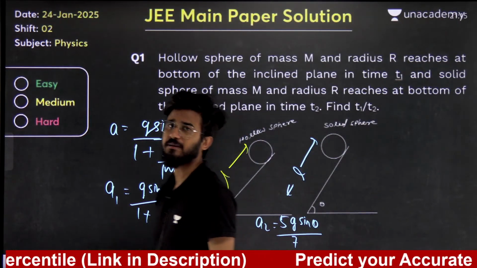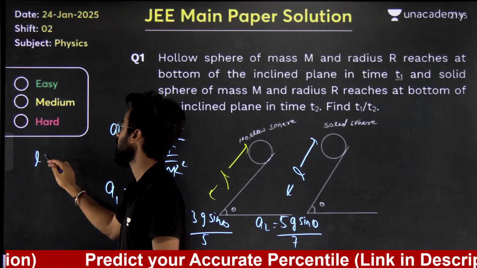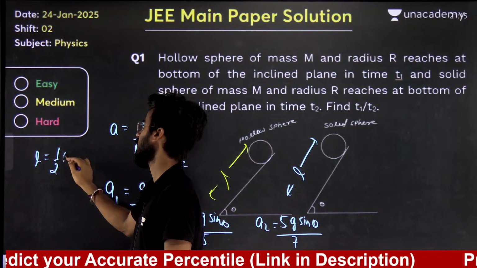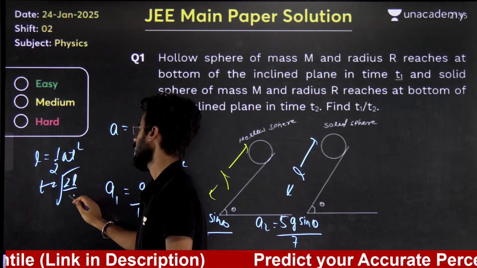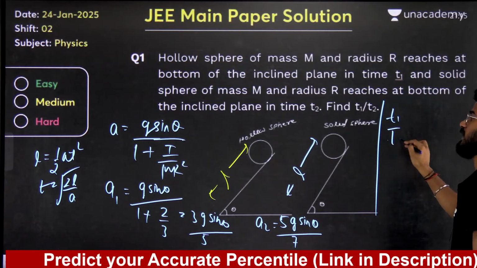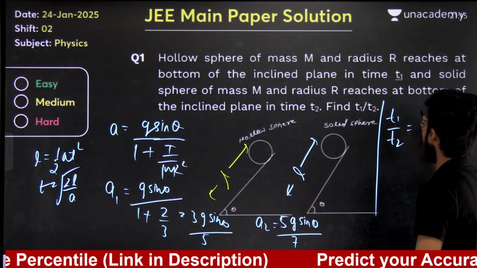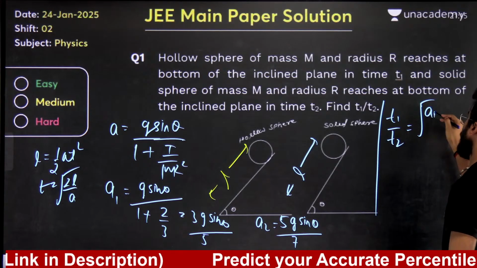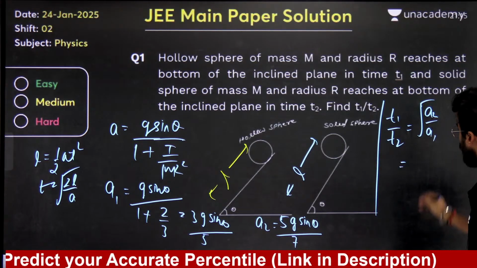Now we have to find the ratio of times. We can write L is equal to half a t square, so time is equal to under root 2L by a. Now we will write t1 by t2. The 2L will get cancelled, so it will be simply root a2 by a1.